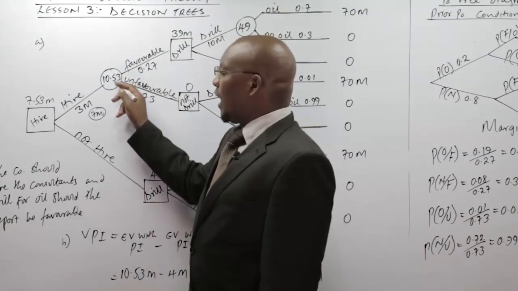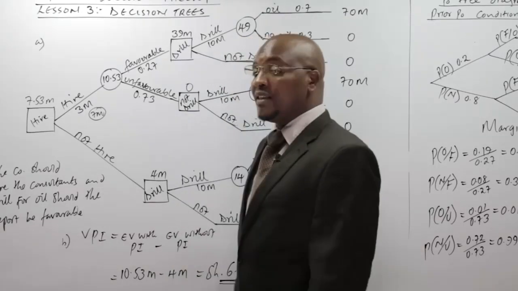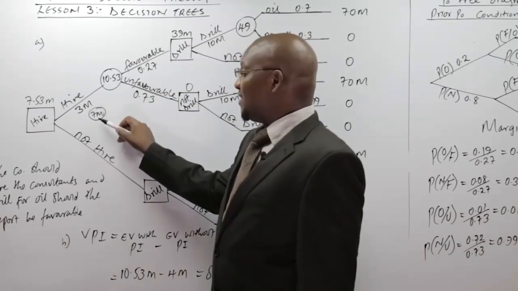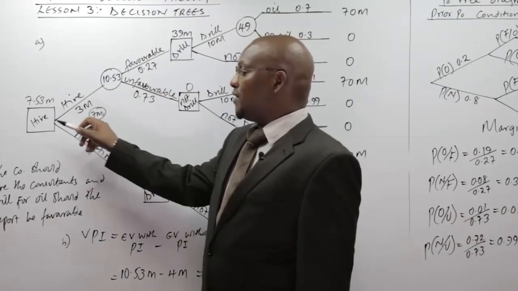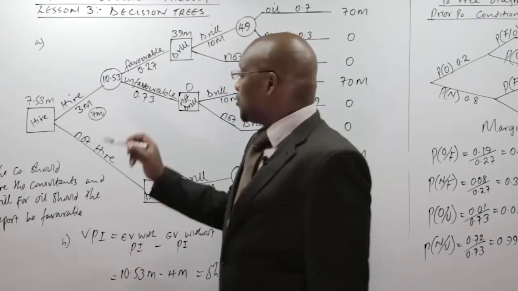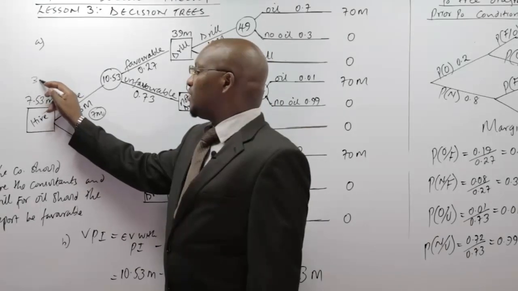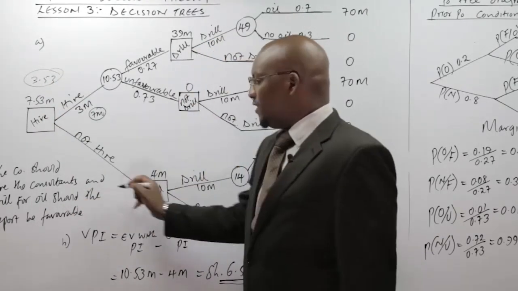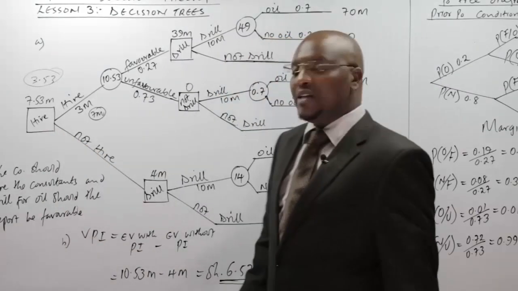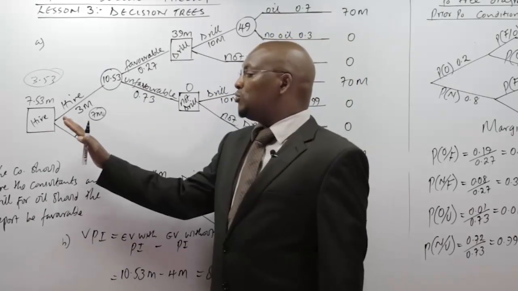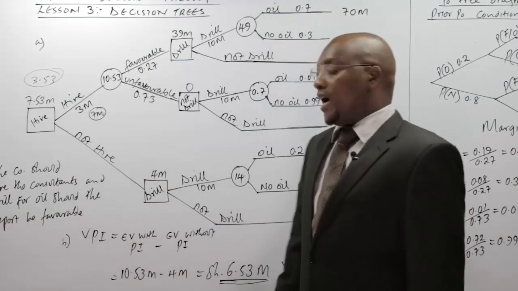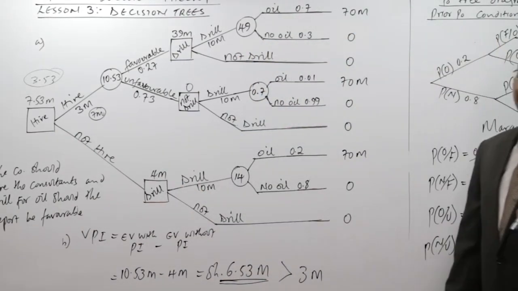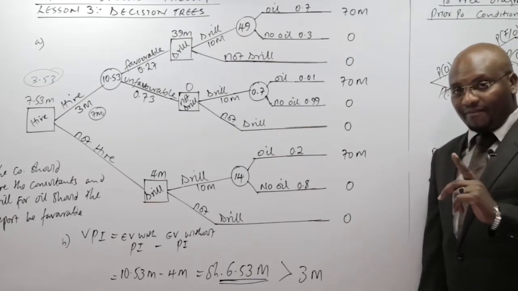Automatically, this would not have been the best, because it would have meant 10.5 minus 7. That means the value would have been 3 point something. So suppose this one was 3.53. That would have been our value, while this one is 4 million. That means we would have said that the company should not hire and should drill for oil, to get 4 million instead of 3.53.